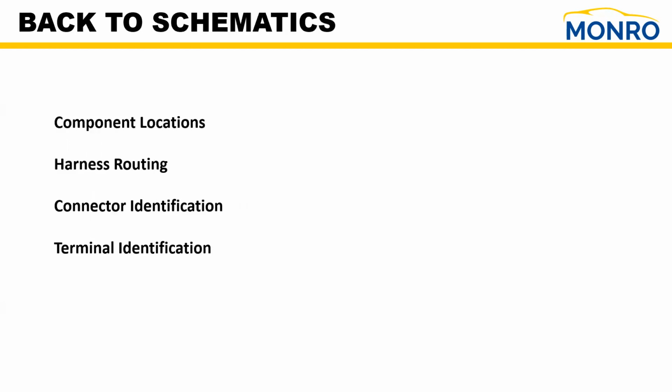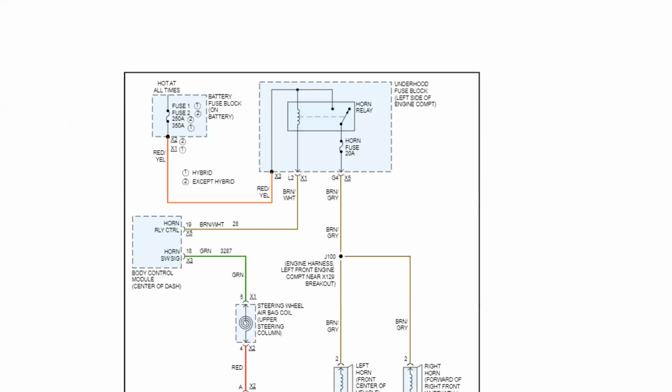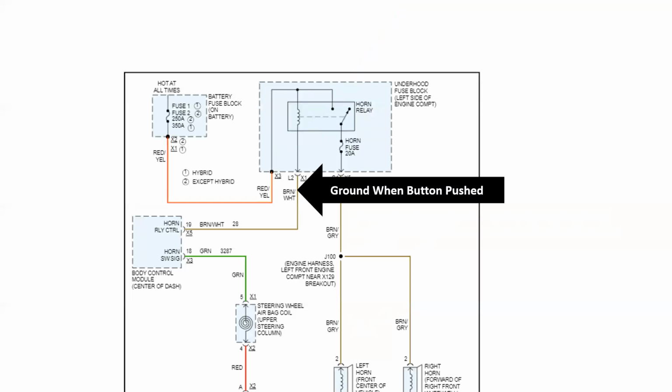So when we went back to the schematics, remember, I'm not going to review all the pieces again that we talked about inside All Data. So what I'm going to use is component locations, harness routing, the connector identification, as well as terminal identification as we look at this basic horn circuit. Now, remember in the relay section what I needed on the low current side: I needed battery positive power, which in this particular case came from the 250 amp fusible link. Then from there, to ground that relay and make the low current coil into the load, I simply needed to apply ground when the horn button was pushed.